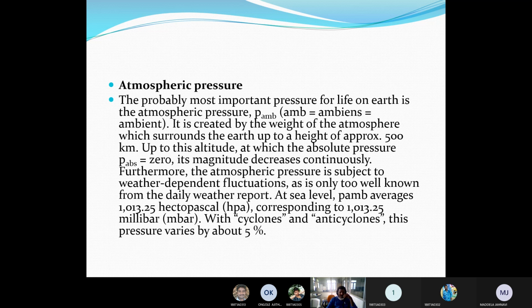We can express these atmospheric conditions in terms of mm of Hg also, centimeters of Hg also. 76 centimeters of Hg or 760 mm of Hg is treated as the atmospheric pressure. Okay, come for the next slide.